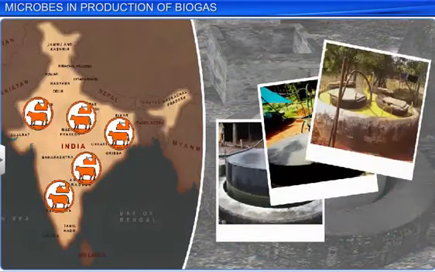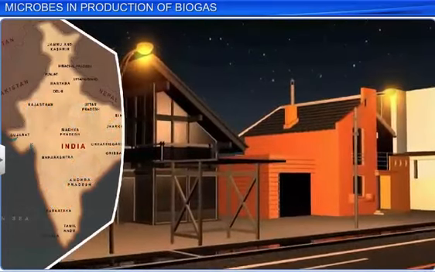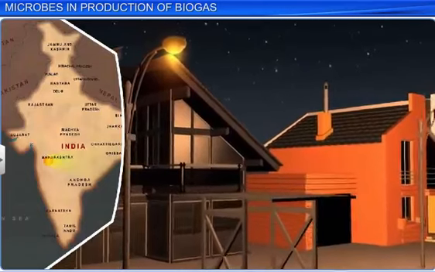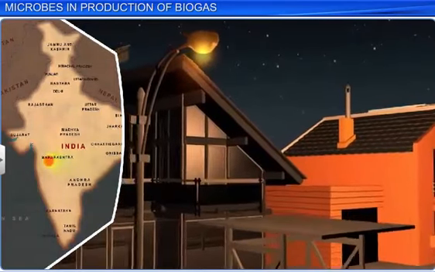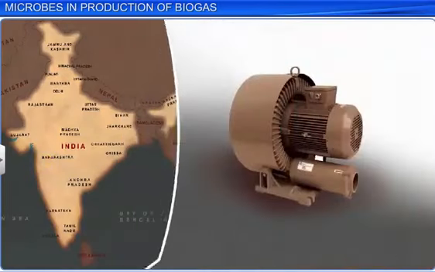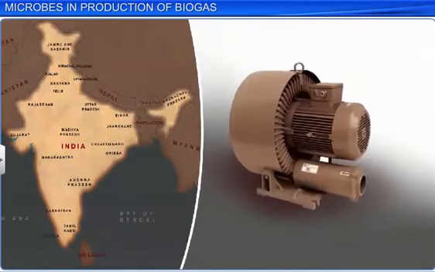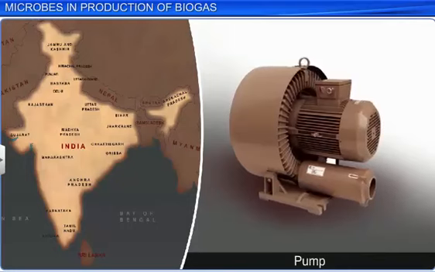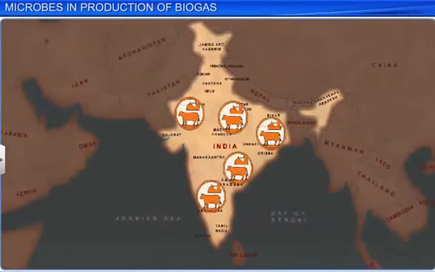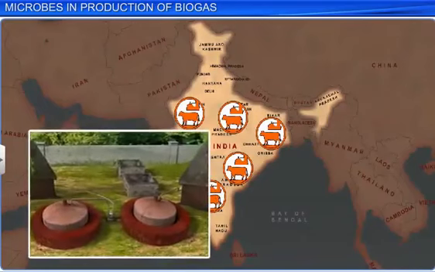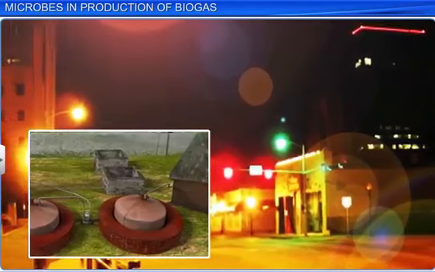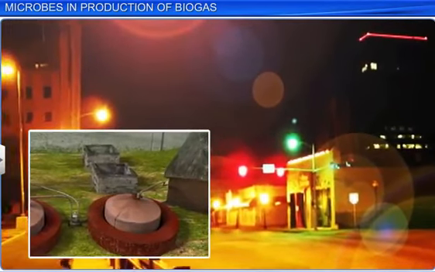However, even in cities like Pune, there are some commendable instances of lighting streetlights with biogas. Biogas can also be used to run electric engines such as pumps, as it causes less air pollution. Therefore, whether a village or city, establishing a biogas plant is an effective way to generate energy from wastes, and this has been made possible by microbial activity.